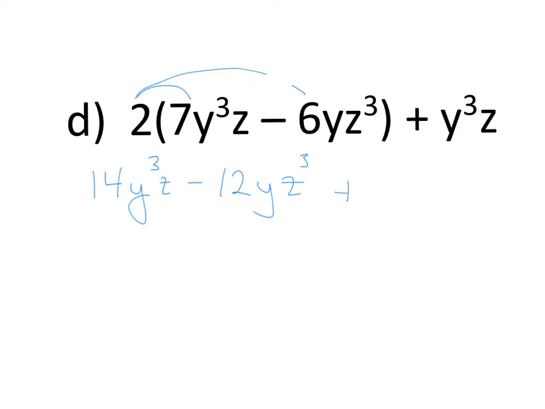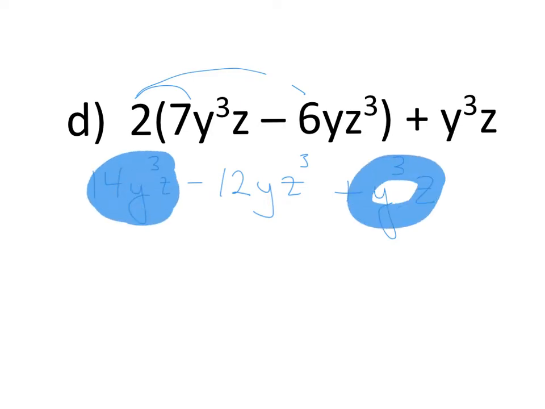So then I've got plus y to the third z. All right, so now I have to be careful here. When you combine like terms, you have to pick the same exponent with the same letter. So in this case, the 14 will go together, and so will technically the 1 here in front. Oops, wrong one. The 1 here in front would go together.